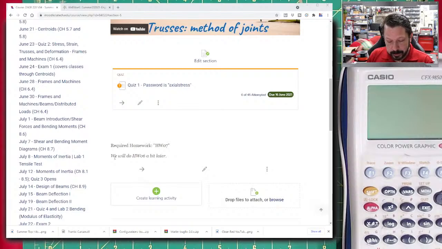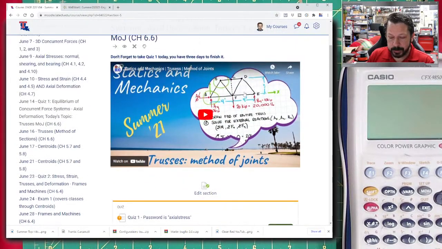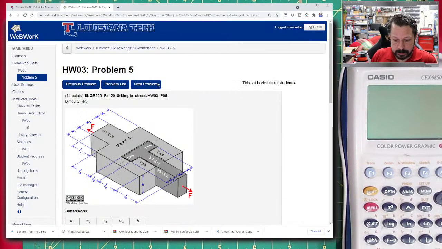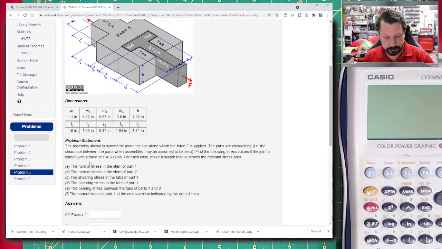Homework 7. We will skip over homework 6 for a few days. Homework 7 opens today, and it has to do with these trusses that we're going to talk about. Before we do any of that, we're going to go back a little bit and work on this problem here. This is a WebWork problem that has to do with some shear stress. It's got several stresses in here. We won't solve all of these, but we'll get through the idea of what we're doing on this.